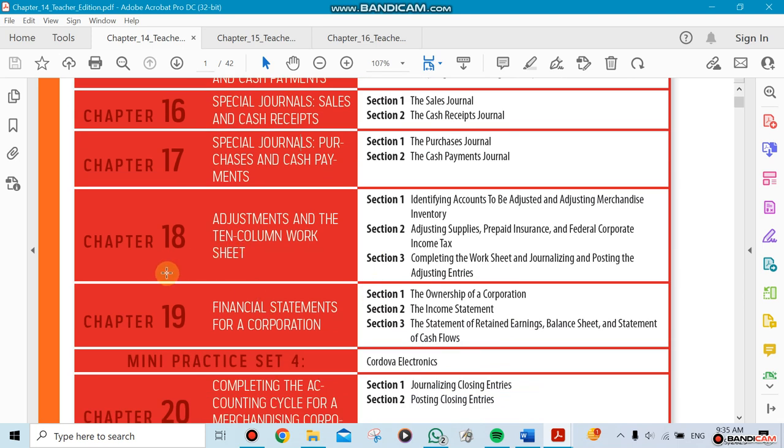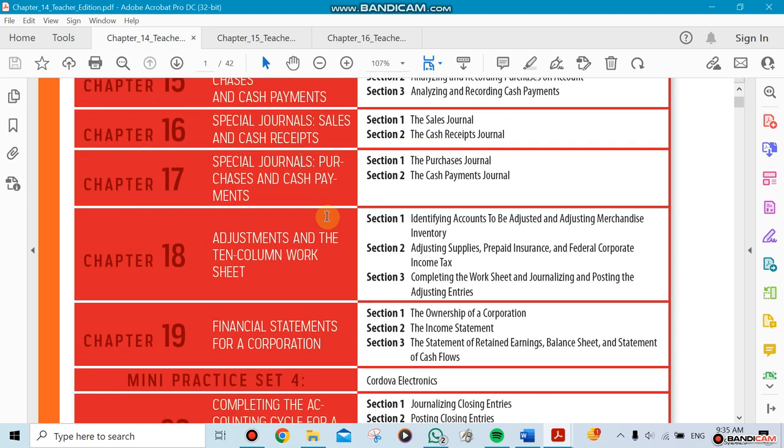Chapter 18 goes to the adjustments and the ten-column worksheet. Remember, in term one, we worked on the six-column worksheet. Now we added four more columns because we need to do some adjustments here. The original six-column worksheet used to have the trial balance, income statement, and balance sheet. Now we're going to add four more columns. Even if I mention the details now, it's not going to help, so you need to actually see it.